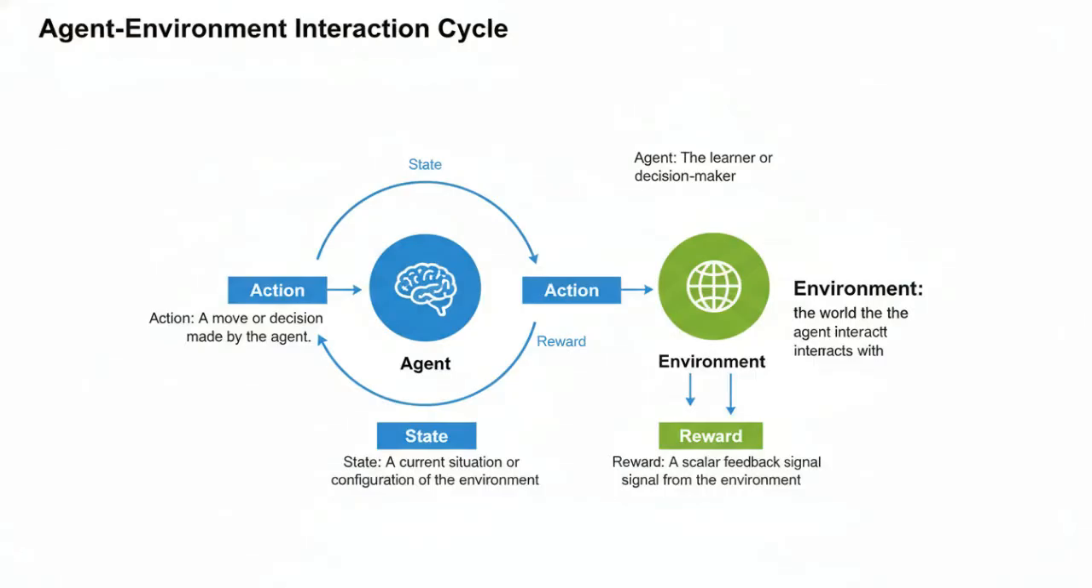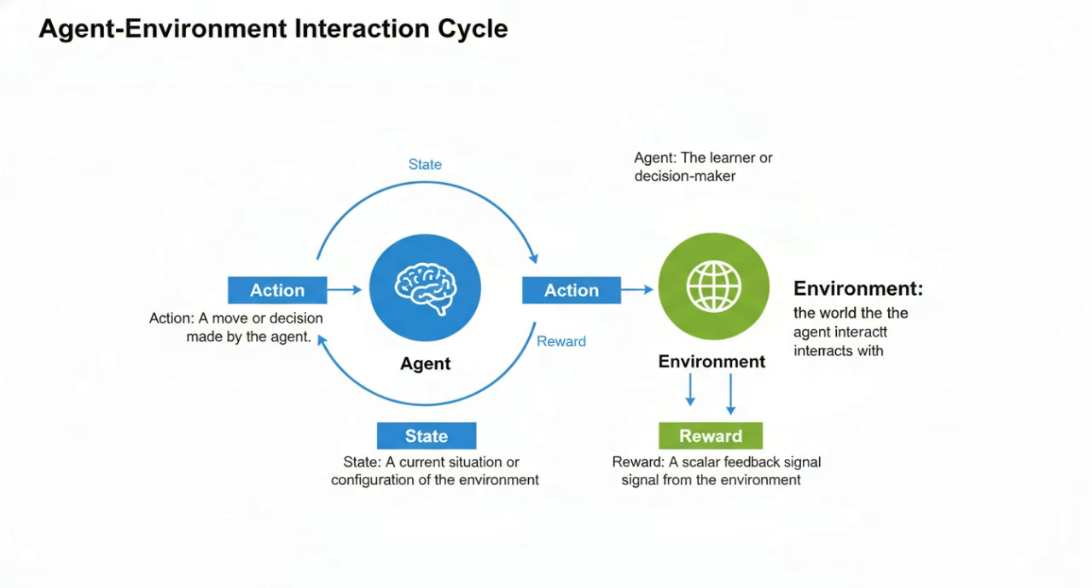To truly understand reinforcement learning, it's essential to grasp its fundamental components. Firstly, we have the agent, which is the learner or decision-maker. This is the entity that observes the environment and takes actions. Secondly, the environment is everything outside the agent. It's the world the agent interacts with, providing states and rewards in response to the agent's actions. Think of it as the game board or the physical world for a robot.